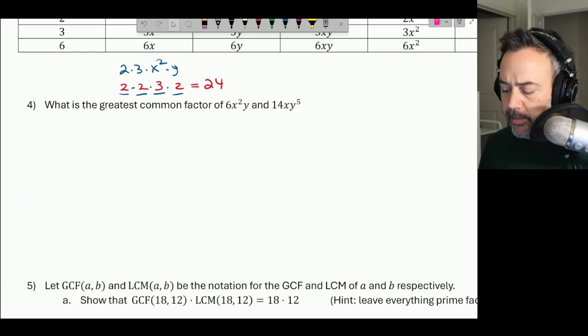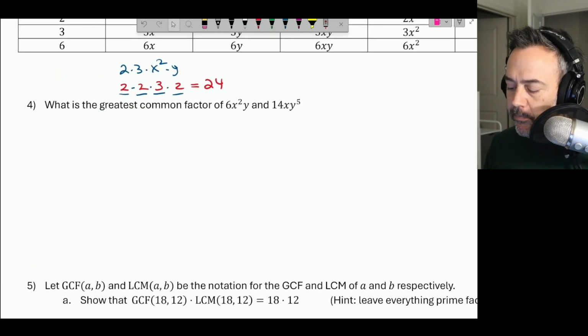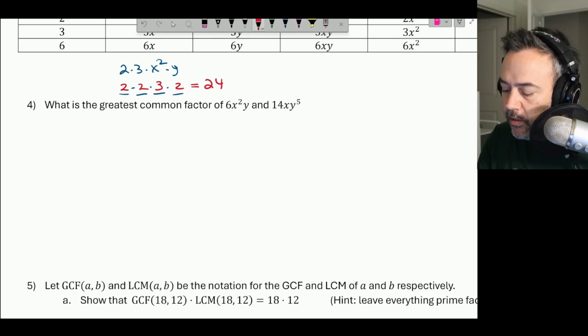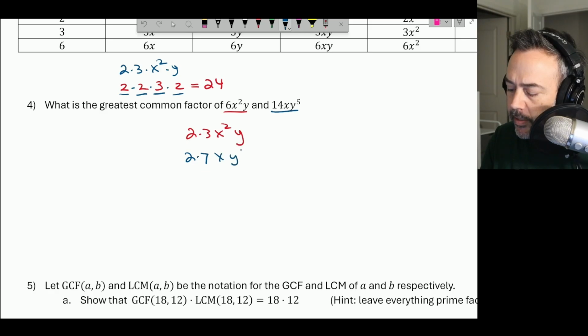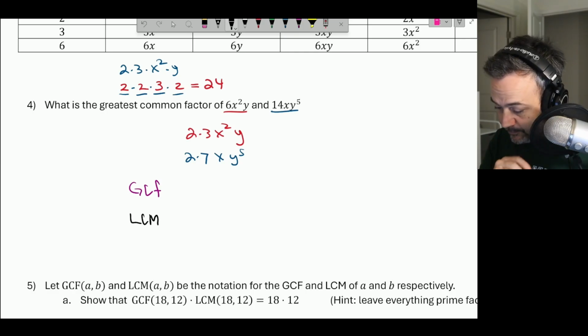Next question. What's the greatest common factor of 6x squared y and 14xy to the fifth, sorry. Key, prime factorize. 2 times 3x squared y. 2 times 7xy to the fifth. I'll do the GCF. And you know what? It didn't ask for it, but what the heck? We'll do the LCM as well.